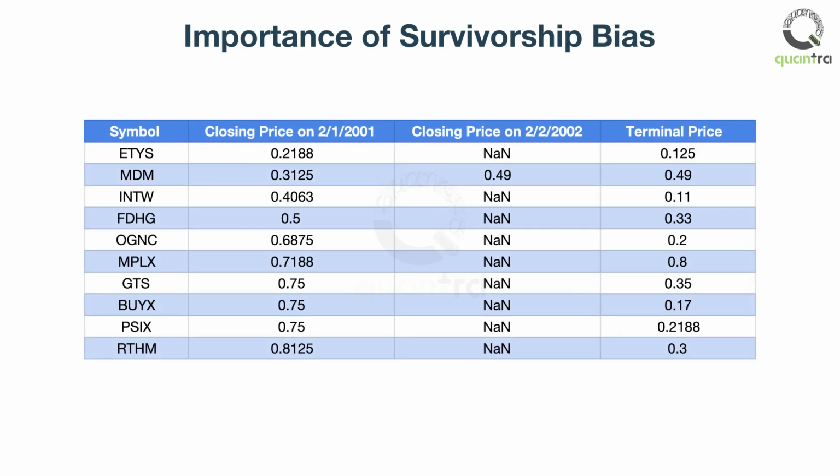The screen shows 10 stocks with the lowest price at the start of the year 2001. This data is without survivorship bias. All these stocks were delisted between 2nd January 2001 and 2nd January 2002, except MDM. The terminal price is the last traded price. Backtesting buy low price stocks strategy on this data results in a total portfolio return of -44%.